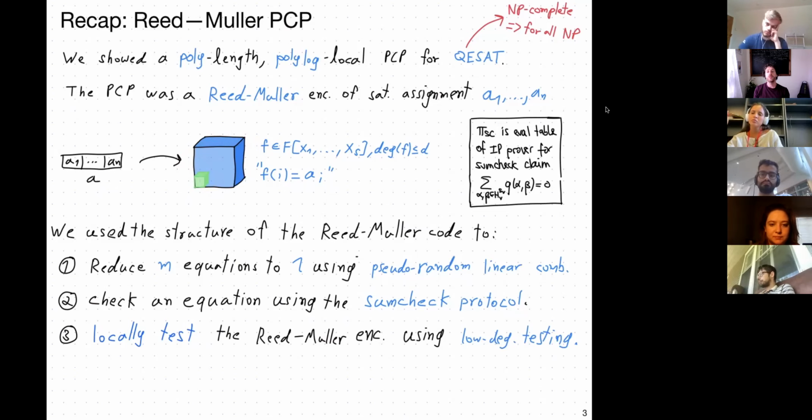And so we wanted to do the sum check protocol, but this is a PCP. We don't have a prover to interact with. It's something which is pre-written. So we just wrote down in the PCP anything that the interactive prover of sum check could possibly say. And then we emulated that, and we also used local testing for Reed-Muller using the low degree test that we had last week. Okay, so that's what we did last time.